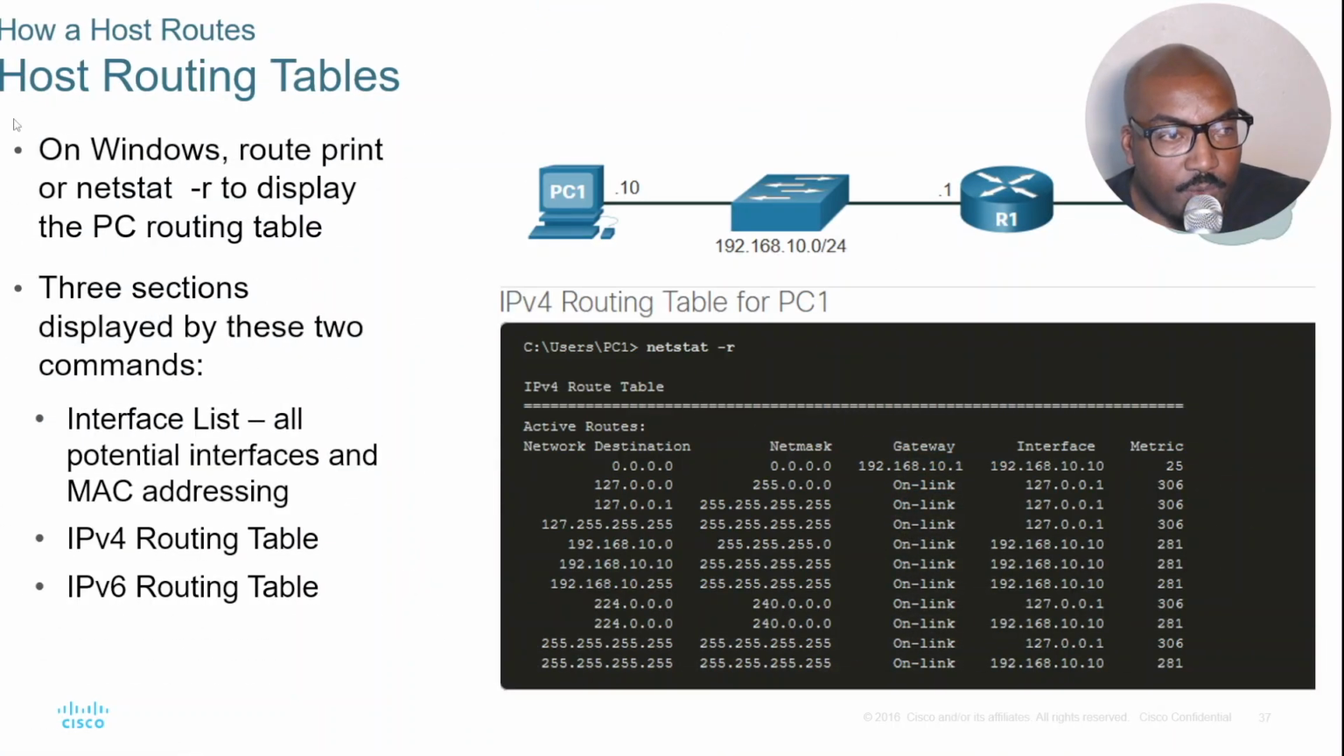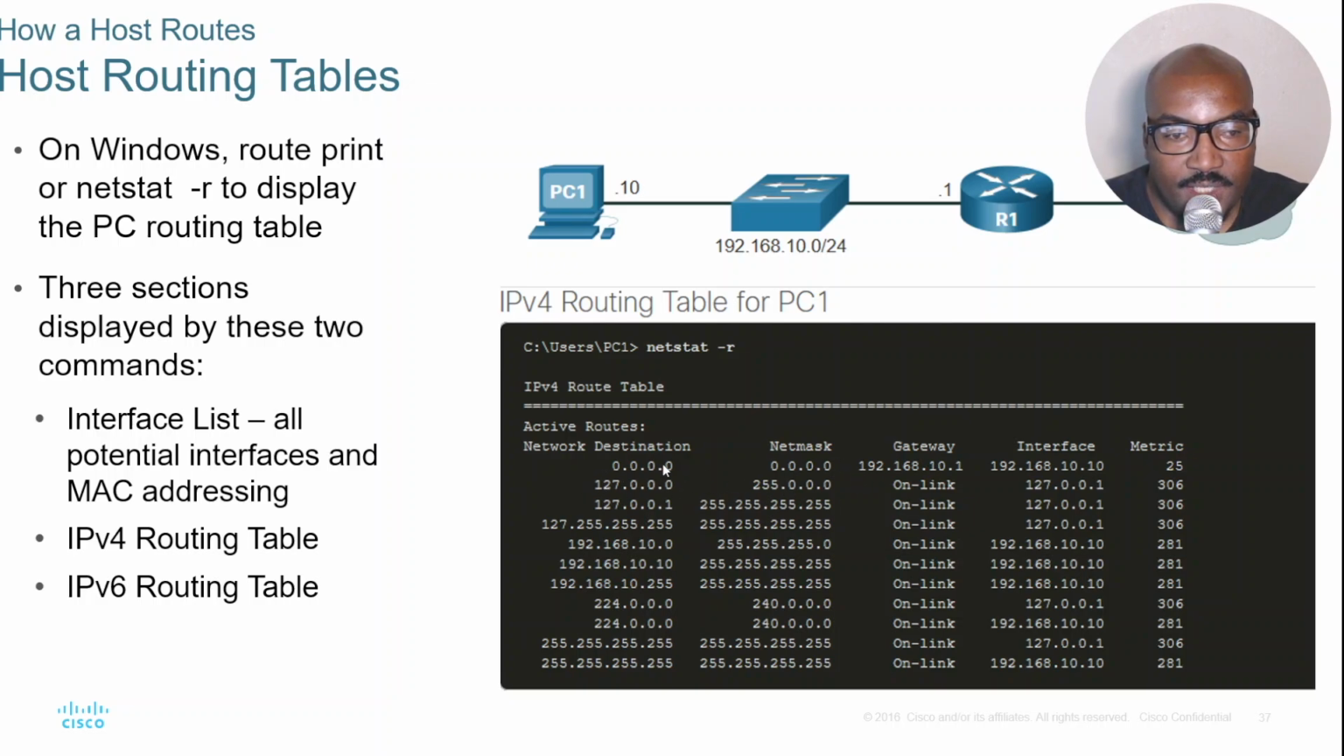Host routing tables. In this example, they typed in the netstat -r command or route print. And this is essentially a routing table on the Windows machine. I know it looks a little gibberish. Let's see if we can go through this a little bit. As you can see here, these are all the network destinations. These are the subnet masks. Remember, everything's got to be on the same subnet. And the default gateway.